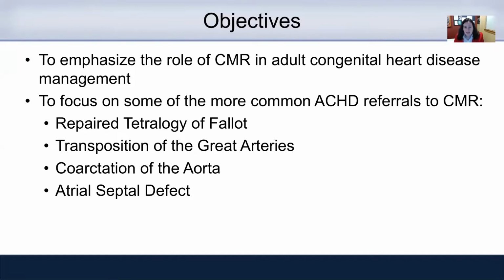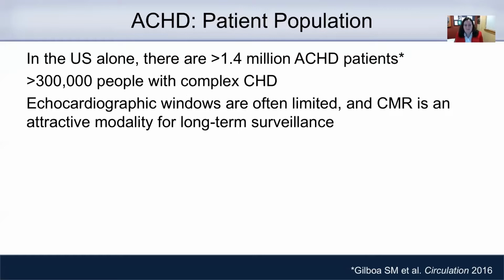I will then touch on some of the imaging highlights for patients living with transposition of the great arteries, coarctation of the aorta, and in the last several minutes, I will review how to calculate shunts, specifically when patients have an atrial septal defect. So let's begin.